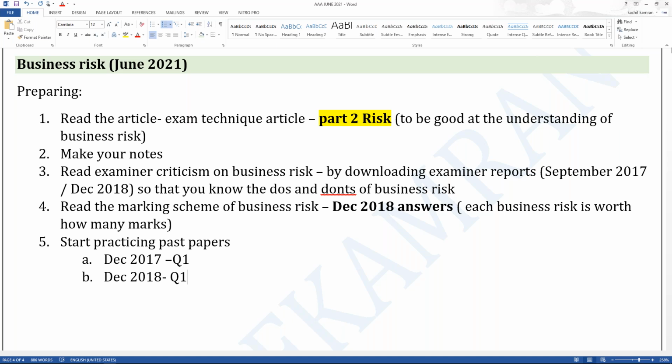And if you want to do some very old papers and you have access to old papers, you can do the December 14 question number one, but that's quite an old paper. So three papers, but ideally I would recommend that even if you do the first two papers, which is part of the webinar today, that's excellent. So is that clear? Yes.